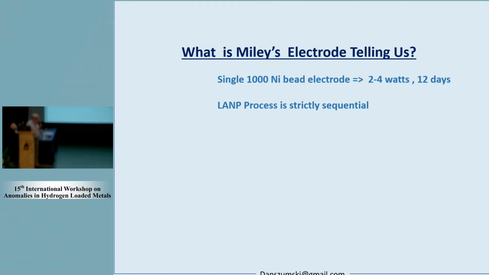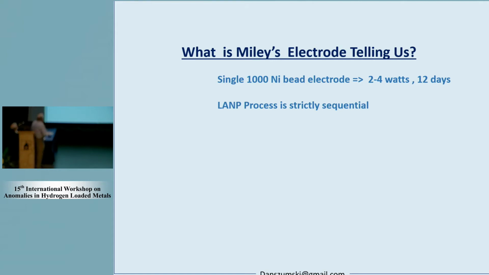Miley has an electrode with 1,000 nickel-coated beads, and it is a single 1,000 bead electrode. It's producing 2 to 4 watts. The length of his experiments is about 12 days. And what I want you to understand is that the LAMP process here is a strictly sequential process. In other words, step 1 has to occur, and then step 2 occurs, then step 3. There's no cascade, okay? So it's a strictly sequential process.